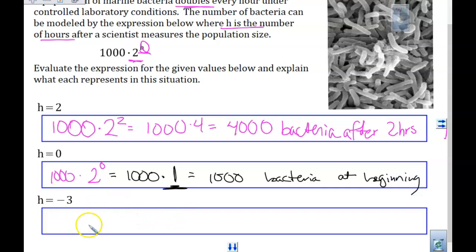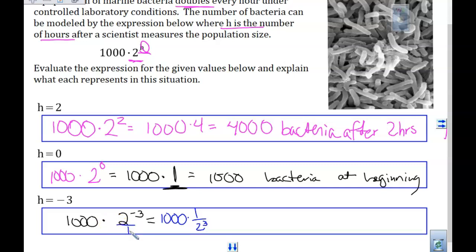Well, now we got h to the negative 3. That's our last one. So using our expression, we have 1,000 times 2 to the negative 3. We're going to use your calculator. Everyone knows how. But this problem really is saying 1,000 times 1 over 2 to the 3rd. Do you agree? That's what that negative exponent tells me to do, the reciprocal.